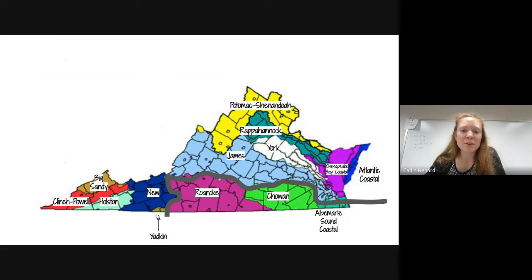So the New, the Yadkin, the Holston, the Clinch Powell, and the Big Sandy, those are all small watersheds in Virginia. They are all going to the Gulf of Mexico. Now, the New River is very interesting. It's one of the oldest rivers in the world, and it actually flows north, starts in North Carolina, flows through Virginia, and then into West Virginia, but it still drains to the Gulf of Mexico through the Mississippi River.